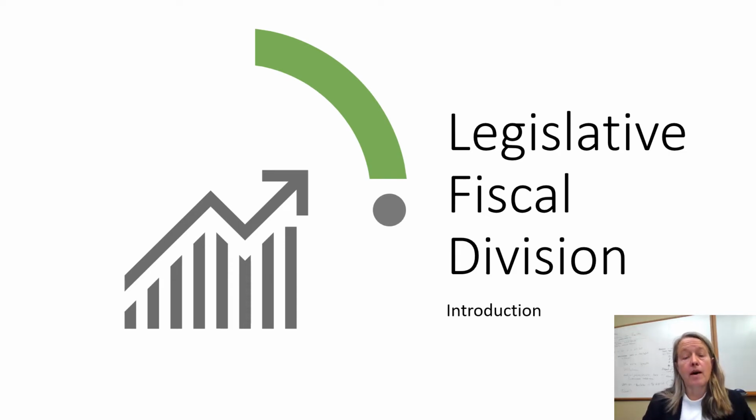I'm going to give you a brief introduction to the Fiscal Division, and then I'm going to show you how to access some of our materials online so you can get started understanding the budget. Finally, I'll talk about the new electronic tool that we have for the entire branch so that you can stay better connected to staff and each other regardless of where you are, whether you're in the Capitol or outside the Capitol.